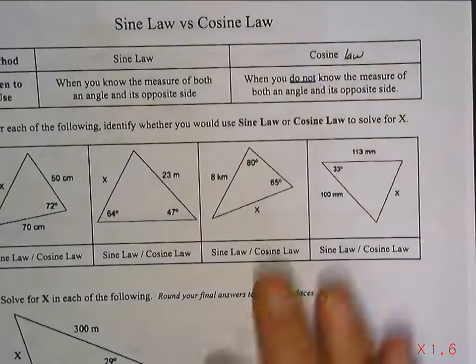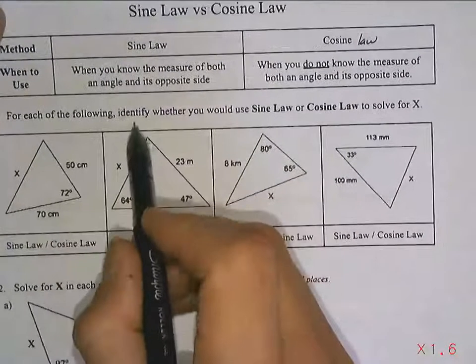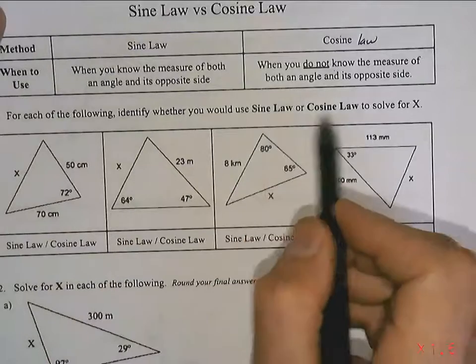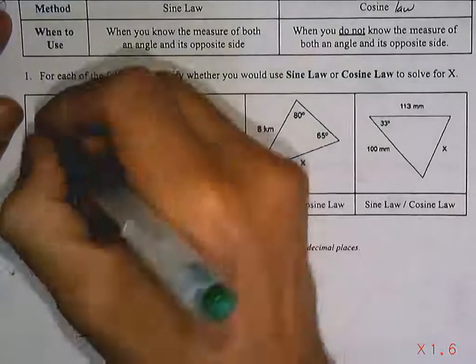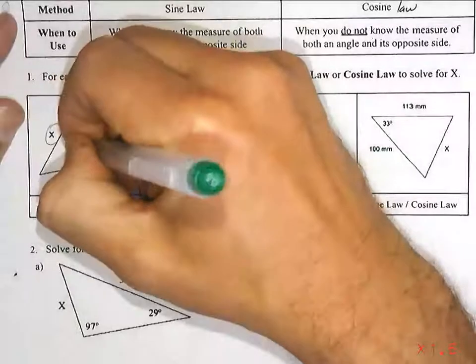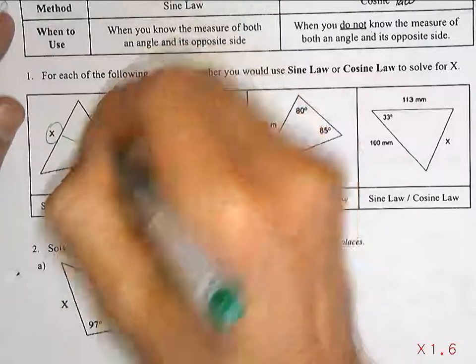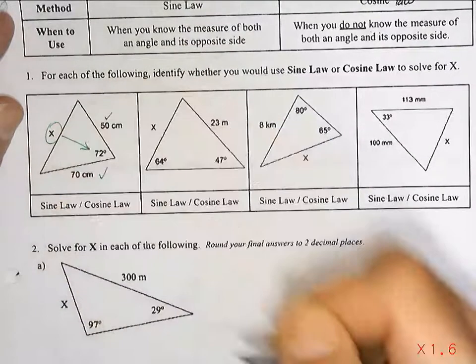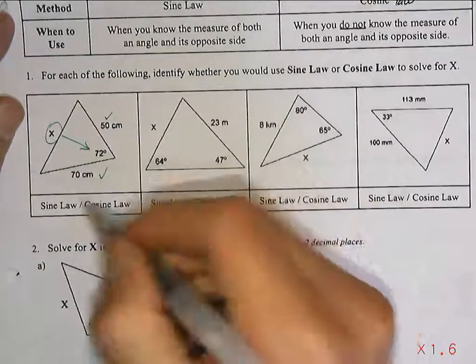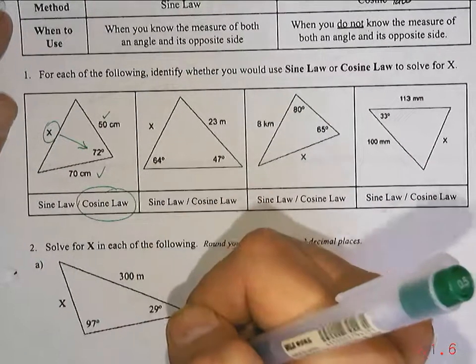I prefer to take a look at examples and then decide on what we have. So let's look at this. Identify whether you would use the sine law or cosine law to solve for x. So let's take a look. I want this side, and I've got the angle opposite it. And I've got this side, but I don't know the angle opposite that one. I've got this side, but I don't know the angle opposite there. So I can't use the sine law here. I don't have another angle to do that, so I have to use the cosine law.